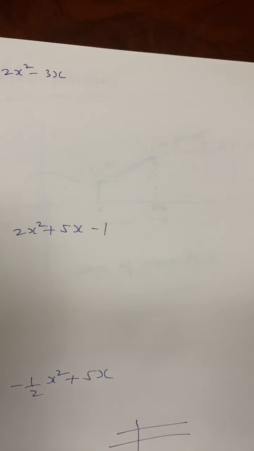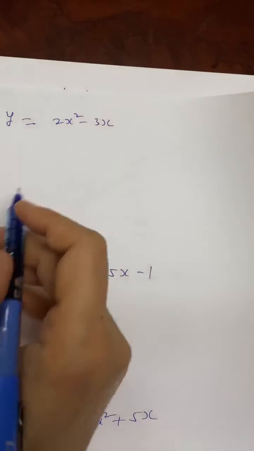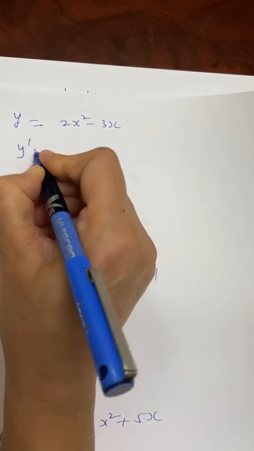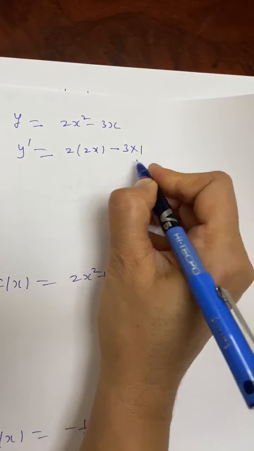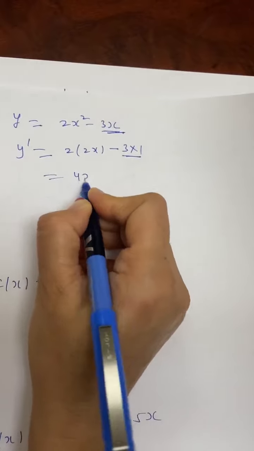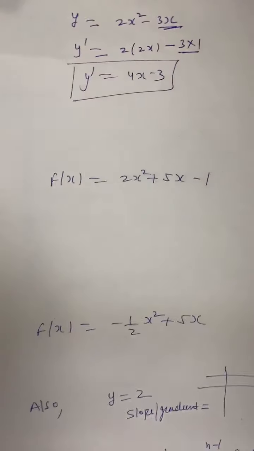So the next example here is y is equal to 2x squared minus 3x. So again, I'm going to do quickly 2 times 2x minus 3 times 1. Now the derivative of negative 3x is negative 3. I don't have to write 1. So that is 4x minus 3 is your y prime.